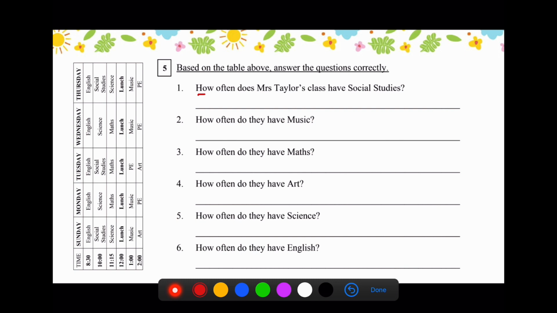So you underline the keywords first. Social studies. So you find social studies in the timetable. You can color the timetable according to each subject. For example, social studies, blue color. So you color it. Okay, answer the rest of the questions correctly.